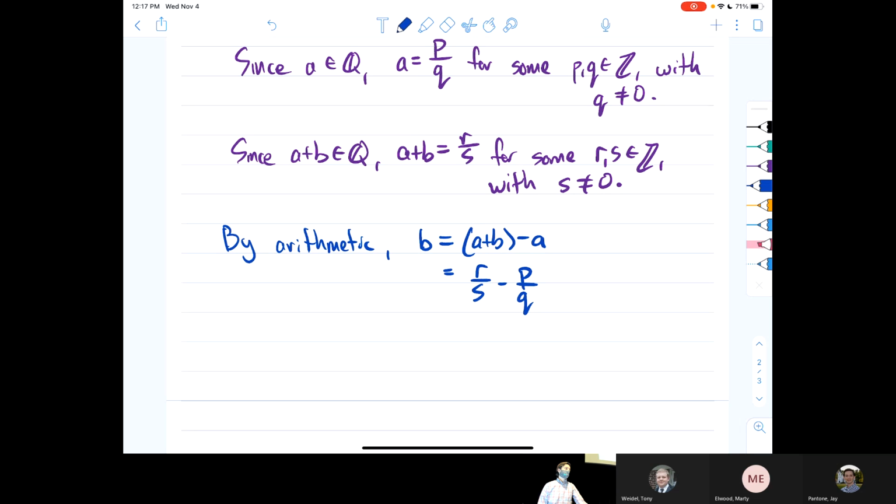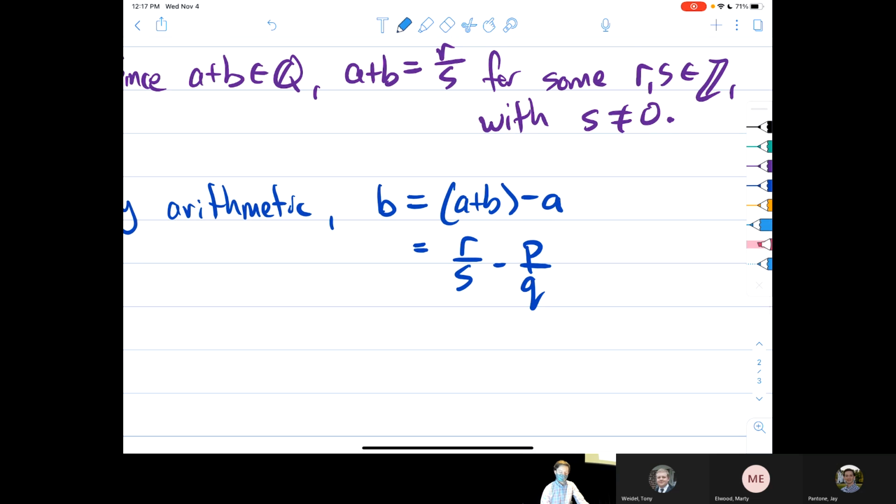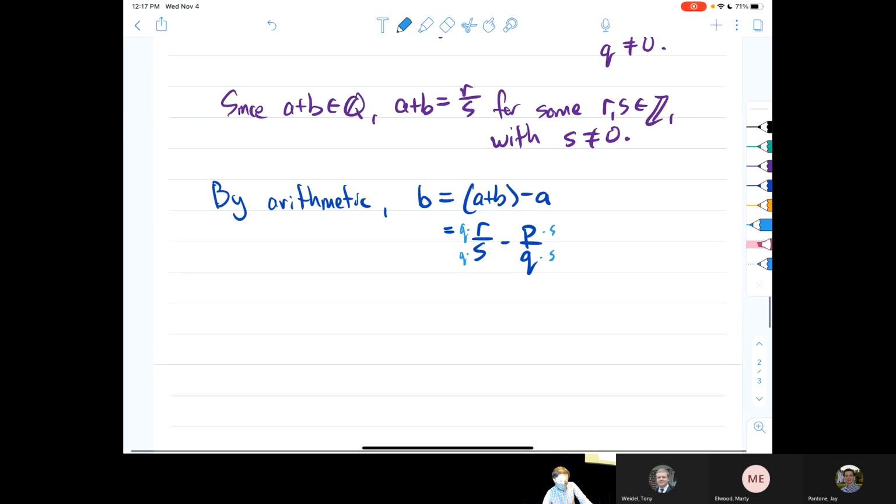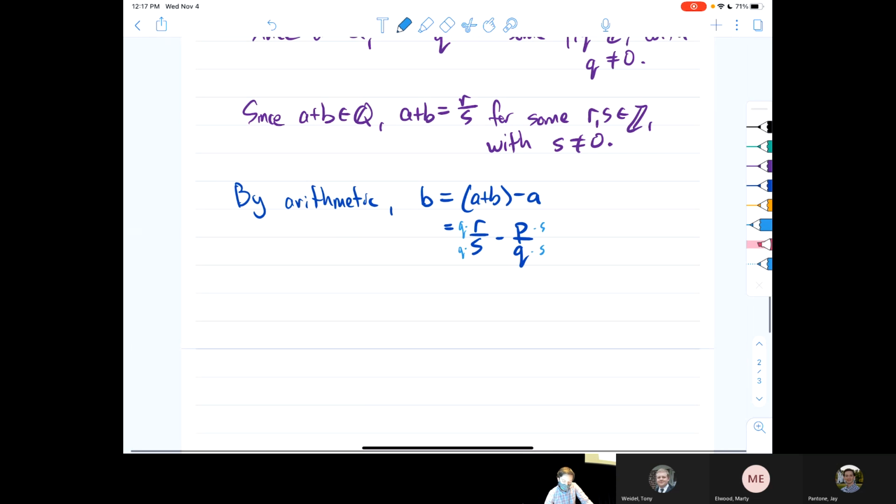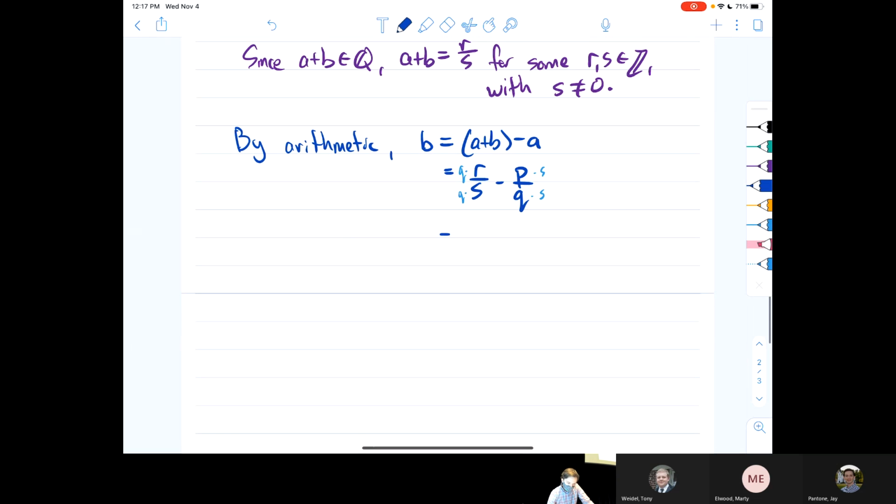And if you remember, the way that we would subtract these is we'd have to give them common denominators. So we would take this R over S here and multiply the top and bottom times Q, and this P over Q and multiply the top and bottom by S. And so that's going to allow you to subtract them and get QR minus PS over SQ.